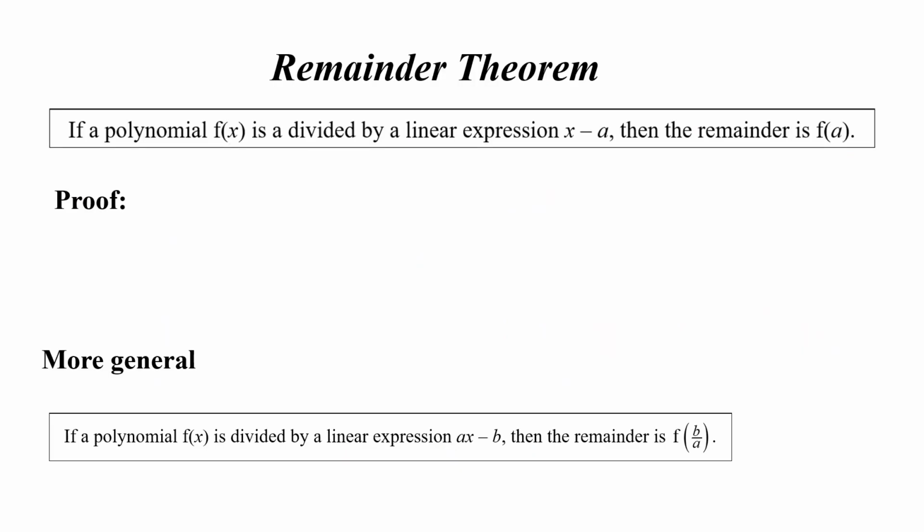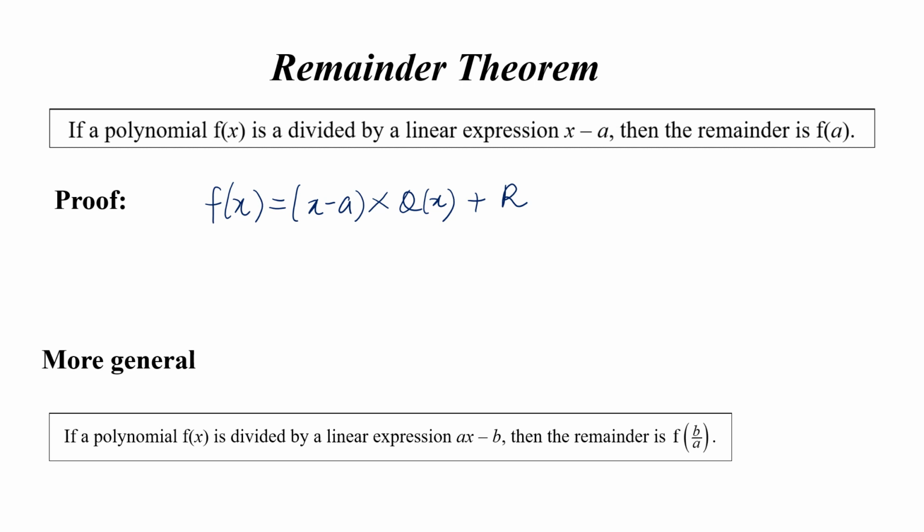What the remainder theorem is all about is that if you have a polynomial f of x, and it's divided by a linear expression x minus a, then the remainder will be just f of a. So we're going to do the proof. We're going to let f of x equal your linear divisor, which is x minus a, multiplied with the quotient, then plus your remainder, which I'm going to represent by the letter r.